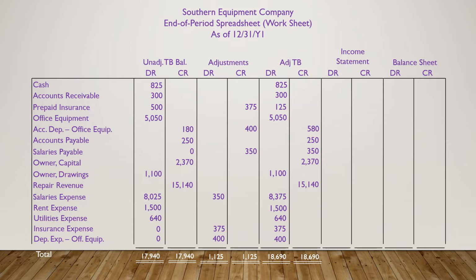Oftentimes, the spreadsheet will also have income statement and balance sheet accounts. These are meant to simplify building the financial statements by ensuring you put the right account balance on the right statement. The revenues and expenses go in the income statement columns, and assets and liabilities go in the balance sheet columns.